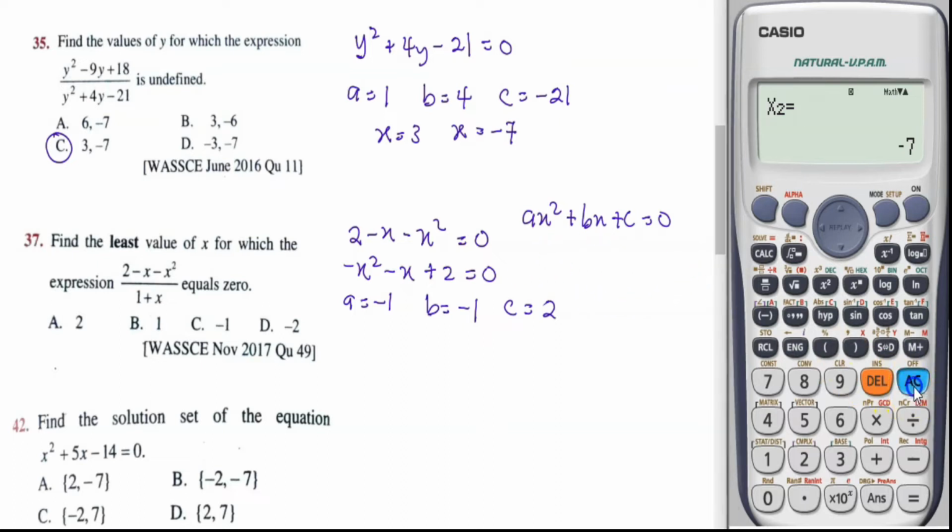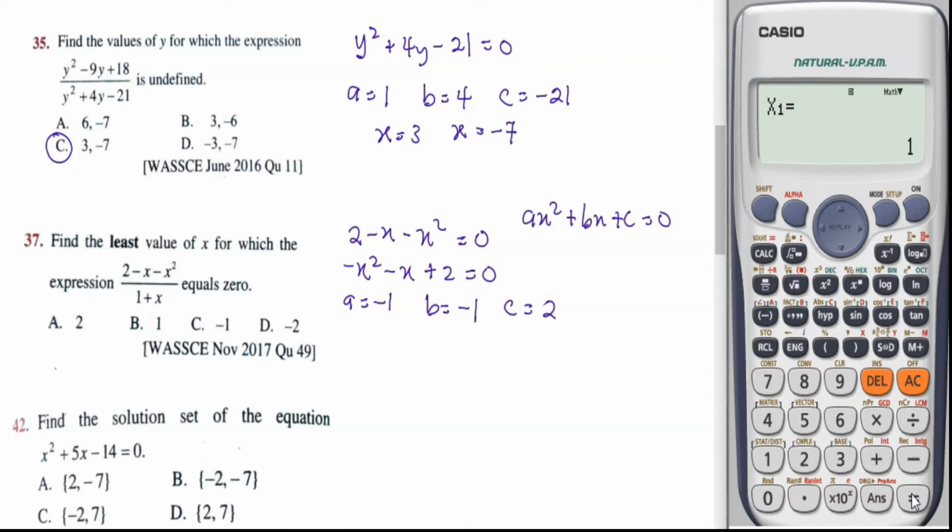So having been in the quadratic solution mode on the calculator, then it means that we key in the value of a, b, and c. So a is actually negative 1. Press the equal to button. Then the b is also negative 1. Press the equal to button. And then the c is actually 2. Press the equal to button. Then you press the equal to button again to display the solution.